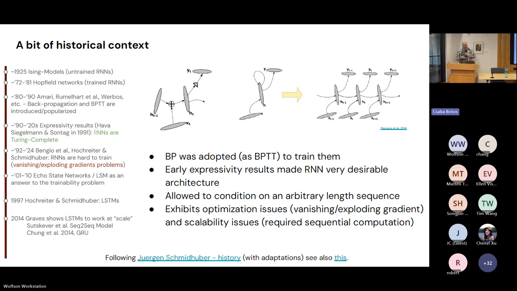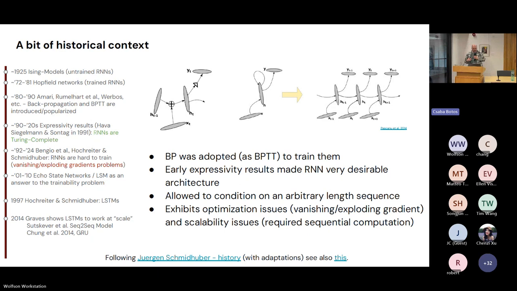This history is partially inspired by Jürgen Schmidhuber's long paper about the history of everything, but I've done some adaptation to how I see things. According to Jürgen, things start from 1925, well, maybe a bit later than that. But the point is, recurrent neural networks emerged at the same time as feedforward models, basically because a lot of neural networks literature was inspired by neuroscience, and in the brain there is a lot of recurrence. So it was natural to think, okay, we need to have this recurrence.